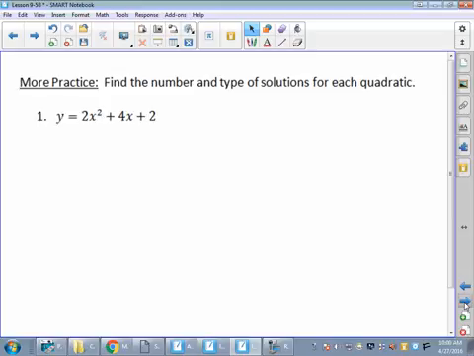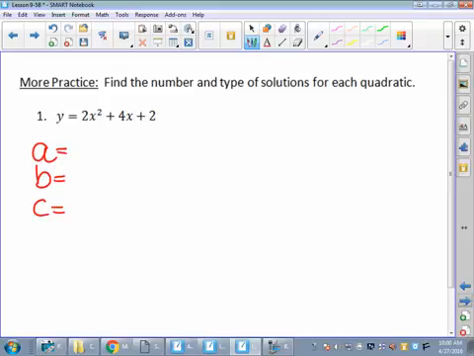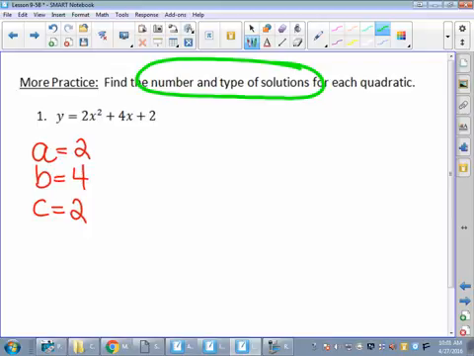So let's talk about this first one. y equals 2x squared plus 4x plus 2. It's already equal to 0. All the same rules apply as far as it has to be equal to 0 or equal to y. What's my a value in this problem? B and C. So I'm not even going to do the quadratic formula. The directions say find the number and type of solutions. I don't want to know what the solutions are. I want to know that there are two rational solutions or something like that.